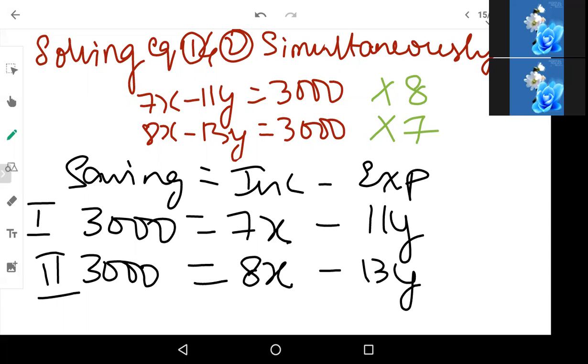Now everybody understood? Yes? No? Reply quickly. Arpita, is it clear? Okay, Ravi, good. Okay, now just solve these two equations simultaneously. Find the value of x and y.